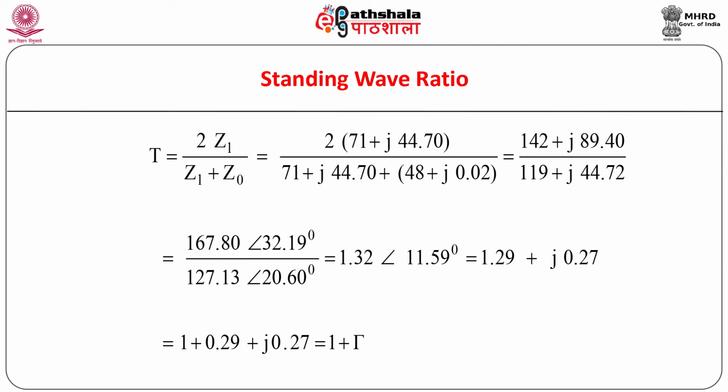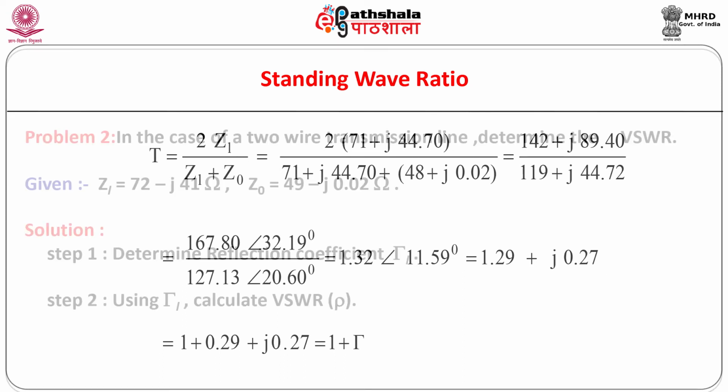The transmission coefficient T can be obtained using the formula T is equal to 2ZL upon ZL plus Z0. Using the rules of complex algebra as before, we can determine the value of the transmission coefficient T. It is verified that T is equal to 1 plus tau, as discussed in one of the earlier modules.